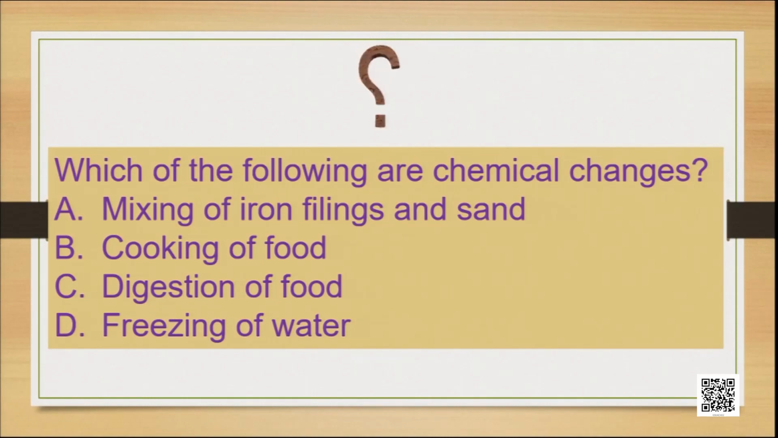The first question in front of you: which of the following are chemical changes? Four options are there. You have to find out which are chemical changes. First option, mixing of iron filings and sand. Second option, cooking of food. Third option, digestion of food. Fourth, freezing of water. So the answer is that cooking of food and digestion of food are both chemical changes. The other two are physical changes.